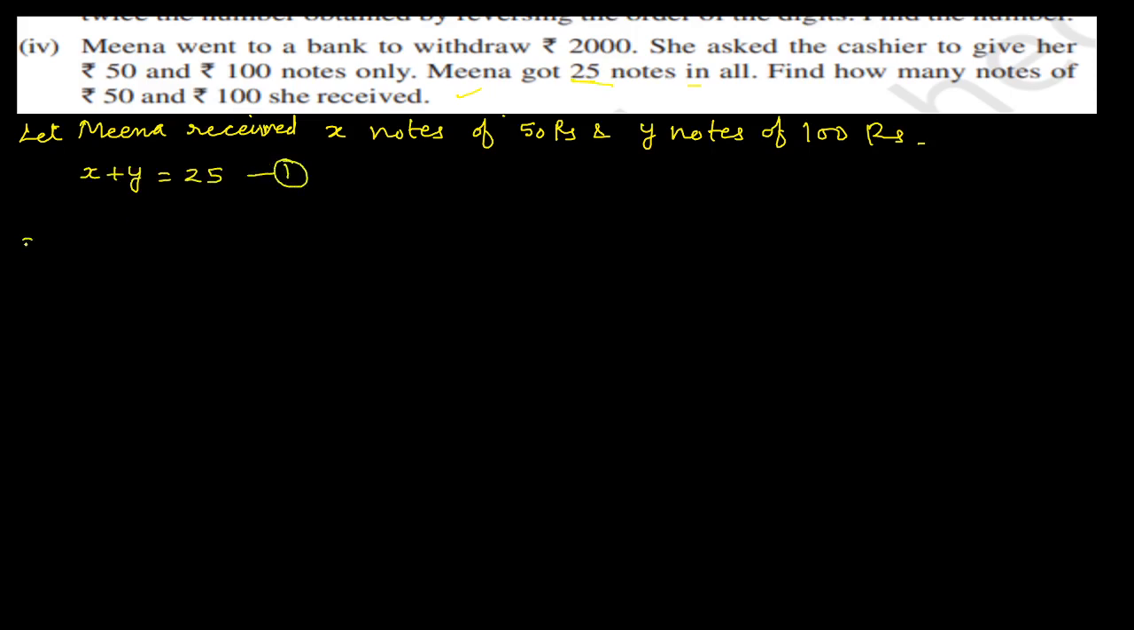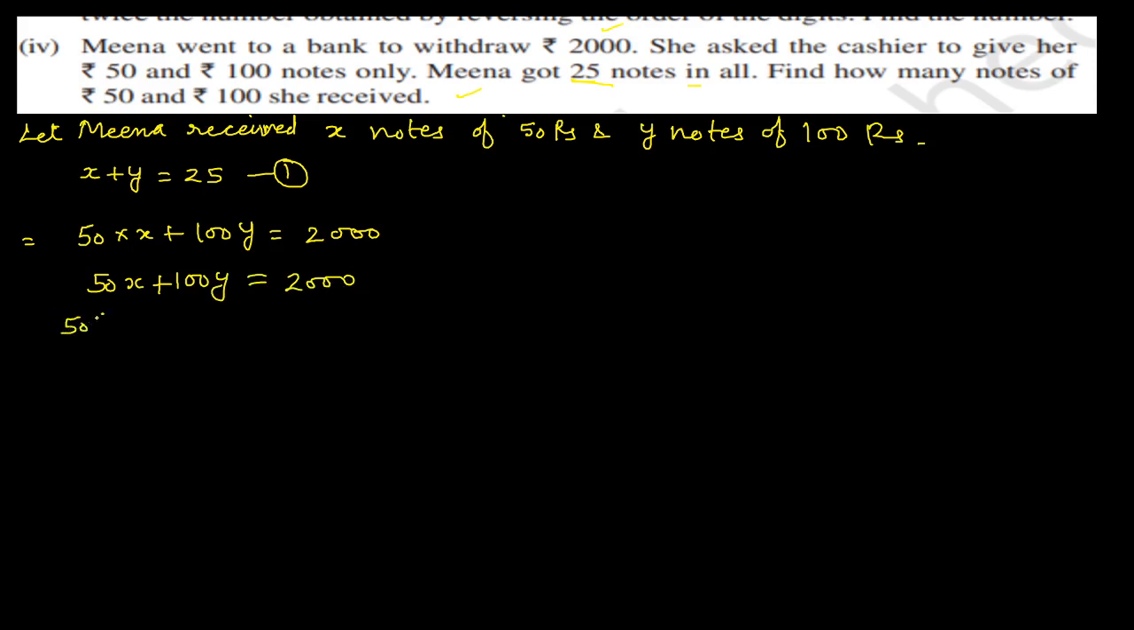Now Meena has to withdraw 2000 rupees. So whatever X notes of 50 rupees she is getting, and Y notes of 100 rupees, which is equal to 2000. Yes, we want to find how many 50 rupees and how many 100 rupees. So this is our second equation. 50x plus 100y is equal to 2000. Now take the 50 common.